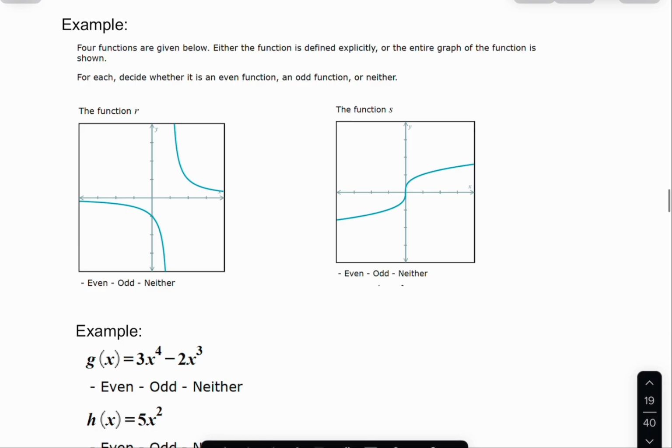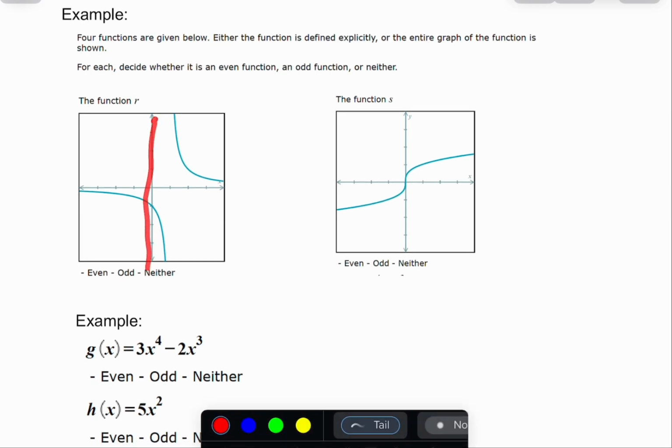So let's look at these graphs here to see if they are even, if they are odd, what are they? It says the functions are given below, and for the functions, decide if they are even, odd, or neither from the graph. Well, if this function was even, we could fold it across this line, and we would not change that function. But if you can see, this piece would have to go like that. There'd have to be a piece over here. So it's definitely not even. So let's cross that out.